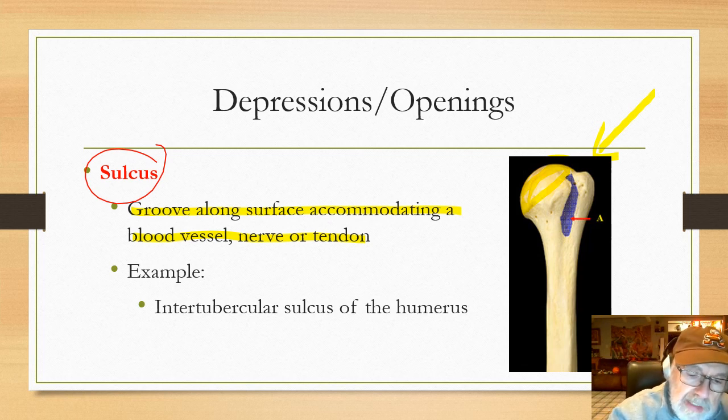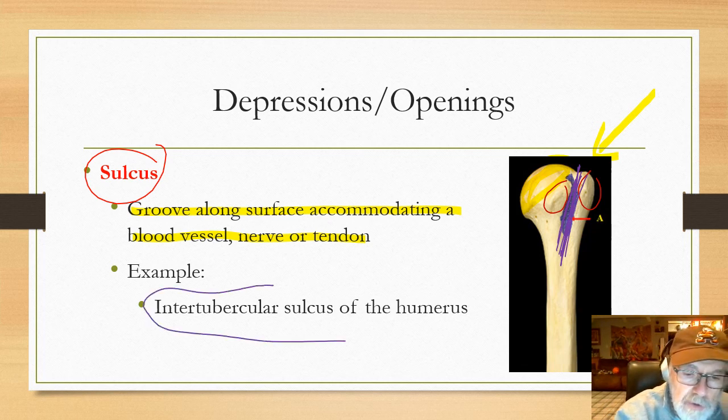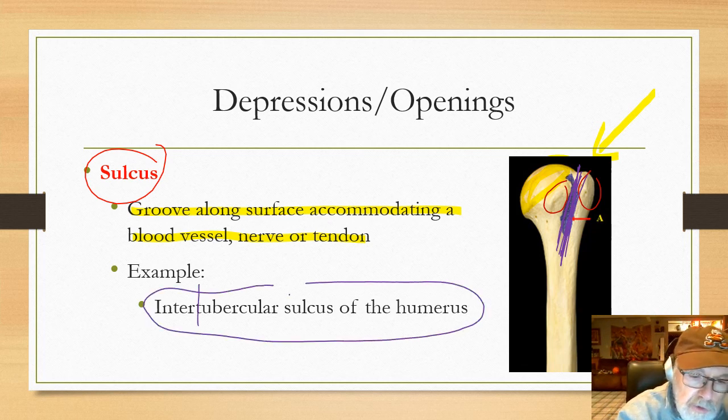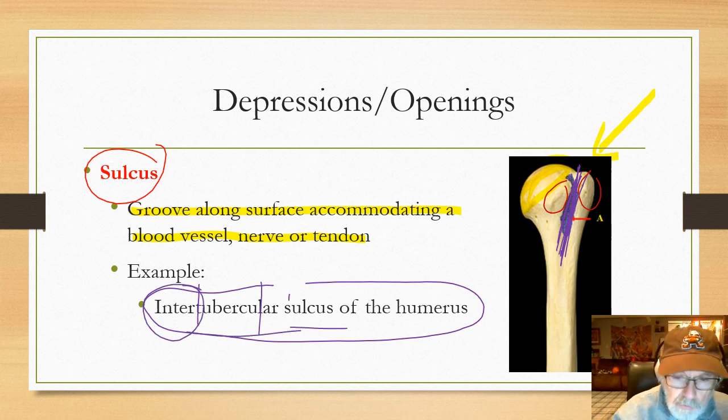On the superior portion of the humerus, there's a bump right here. We'll talk about that a little bit later. And there's a bump right here. And between the two bumps, there's a groove that comes right through here. And that is called the intertubercular sulcus. Tubercle is the name for that bump. Because it's between those, it's called the intertubercular sulcus. So it's a groove of the humerus.